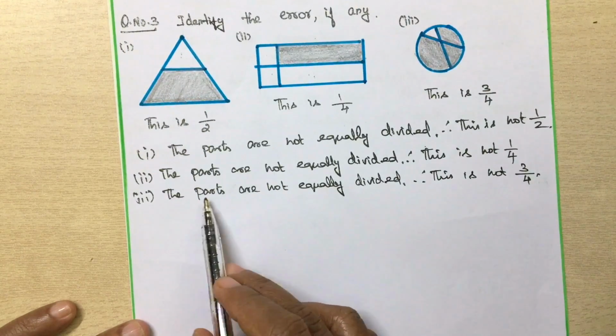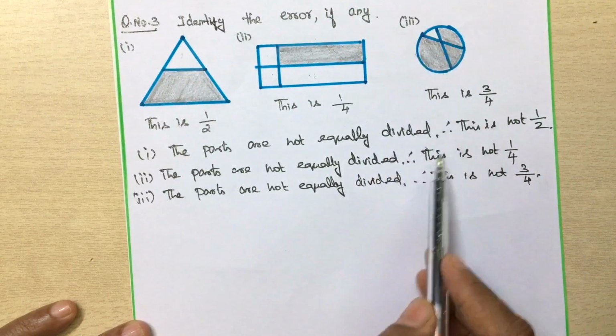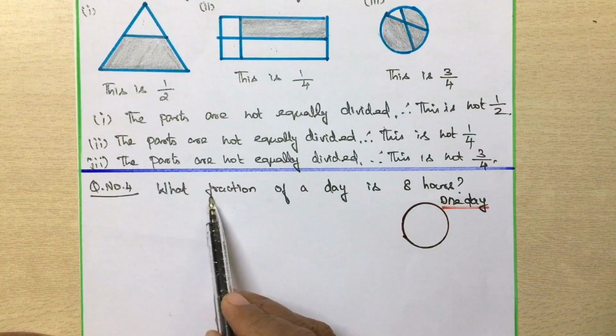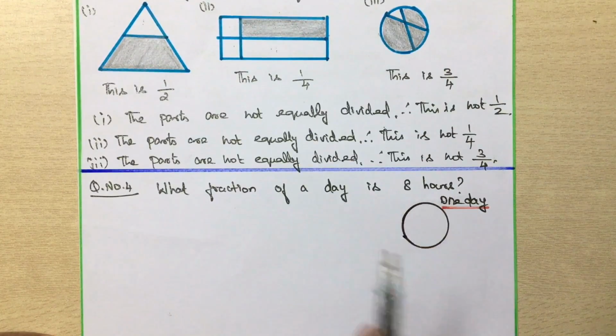Again, the same reason, parts are not equally divided. This is not 3 by 4. Fourth question. What fraction of a day is 8 hours?